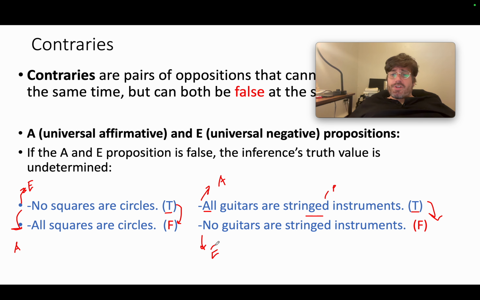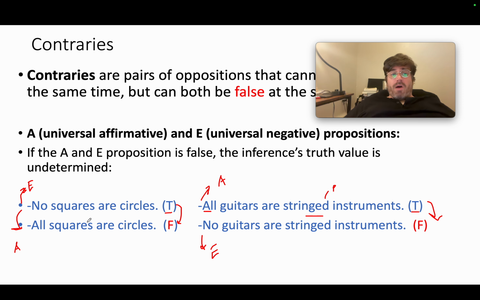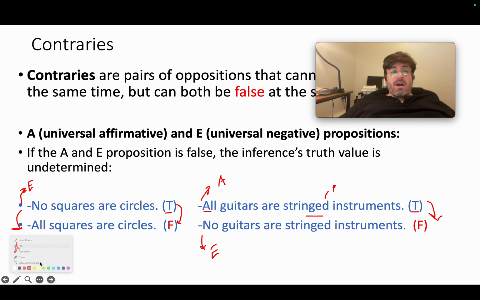If we're saying all guitars are stringed instruments, that's true. Well, it can't be the case that no guitars are stringed instruments, right? So that's a move you can make on the square of opposition. The contrary allows you to move from a true contrary to a false contrary, but not the other way around. We can't begin with a false "no guitars are stringed instruments" and infer the A proposition, all guitars are stringed instruments. Similarly, if we begin with a false "all squares are circles," we don't know that the corresponding E proposition is true. Okay, the value is said to be undetermined.